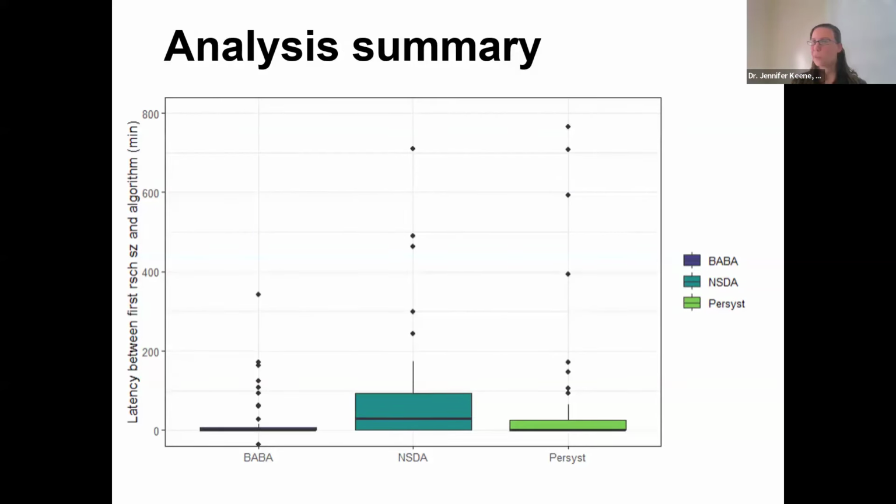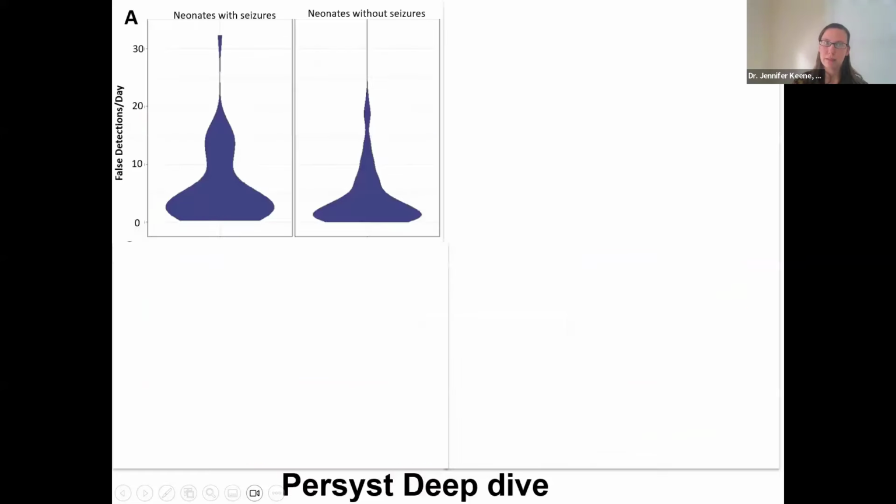And then we care about how long it takes to pick up that first seizure. And we can see that BABA picks it up quickly, as my family would say, well, a broken clock is right twice a day, so it's not that surprising, given the number of false detections. But NSDA is a little longer, with that 75th percentile bumping up at 100 minutes, so it could be a couple of hours before the algorithm picks up a baby who is seizing. Persyst, much tighter.